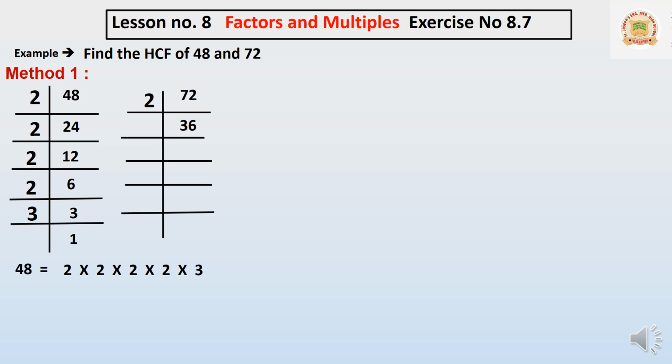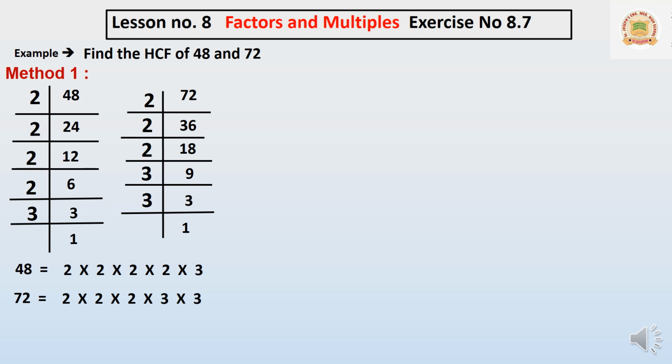2 36s are 72, 2 18s are 36, 2 9s are 18, 3 3s are 9, 3 1s are 3. So 72 is equal to 2 into 2 into 2 into 3 into 3. 3 3s are 9, 9 2s are 18, 18 2s are 36, 36 2s are 72. Now we have to find the common factors. This is what we have found, the factors of 48 and 72.